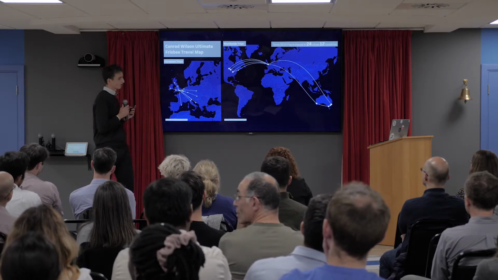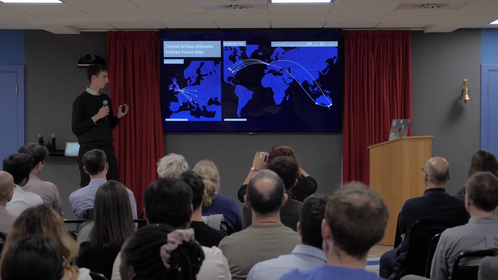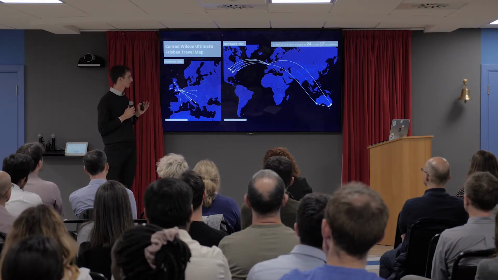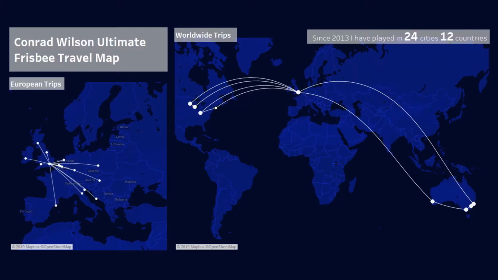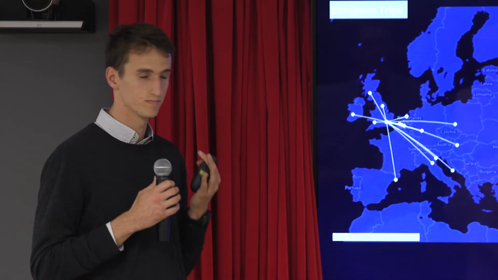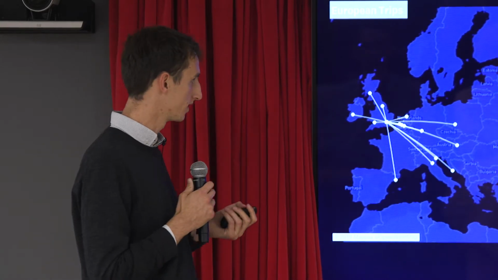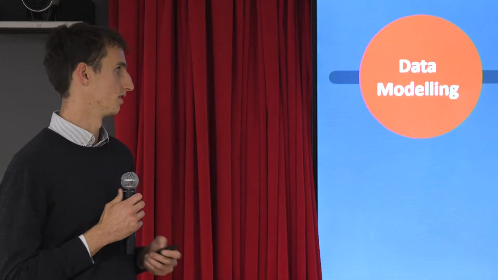So going back to Ultimate Frisbee, I've been all over the place, and I wanted to create a dashboard that just showed where I'd been. So I have my European trips and my worldwide trips here, and I just wanted to be able to plot all of these and see it, basically make a note. It's easy to forget where you've been, and yeah, it's nice to do. So how do you do this? And that's what I'm going to talk to you about.